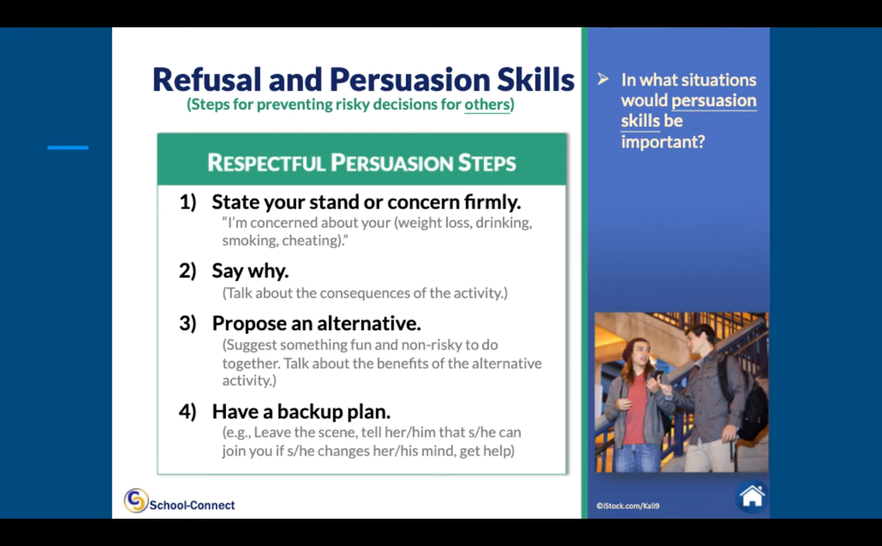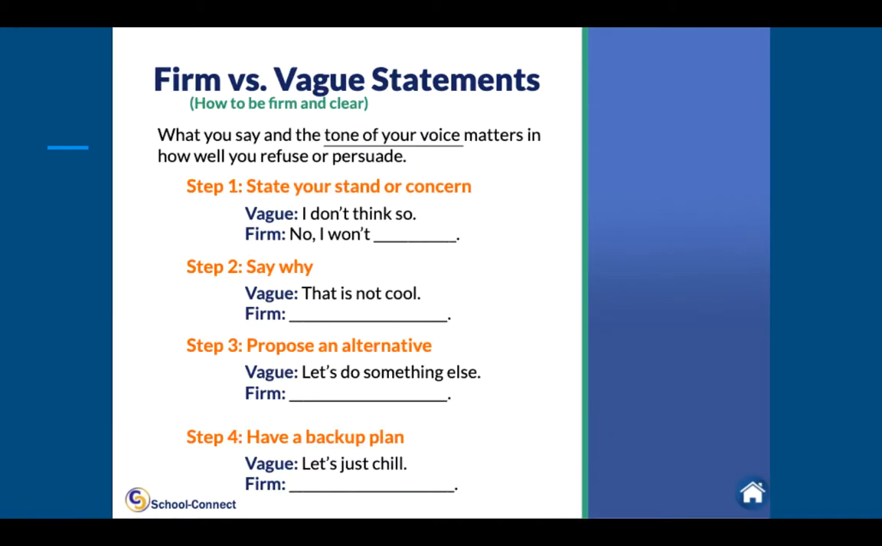Like, hey, rather than drinking and driving, why don't we just go to the movies instead? And then number 4, have a backup plan. And again, on to the side it says, in what situations will persuading skills be important? Here's some examples of how to be firm and firm versus vague statements. How what you say and the tone of your voice matters, and how well your refusal or persuasion skills are.